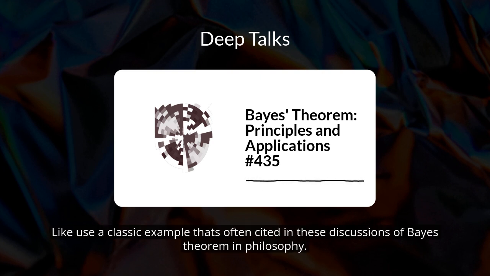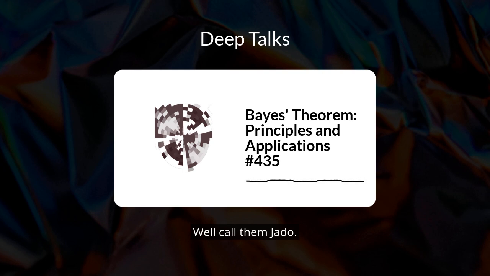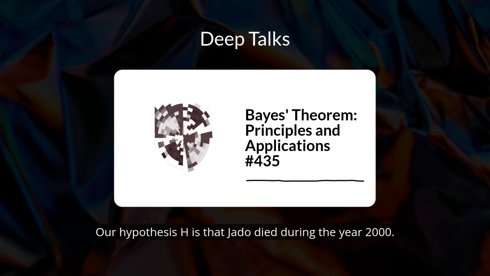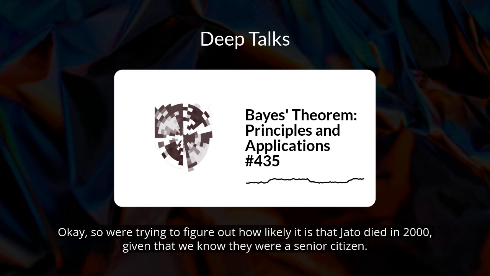Absolutely. Let's use a classic example that's often cited in these discussions of Bayes' theorem in philosophy. Imagine we randomly choose an American alive on January 1st, 2000. We'll call them J. Doe. Our hypothesis, H, is that J. Doe died during the year 2000. The evidence, E, is that J. Doe was a senior citizen, so 75 years or older. Okay, so we're trying to figure out how likely it is that J. Doe died in 2000, given that we know they were a senior citizen.